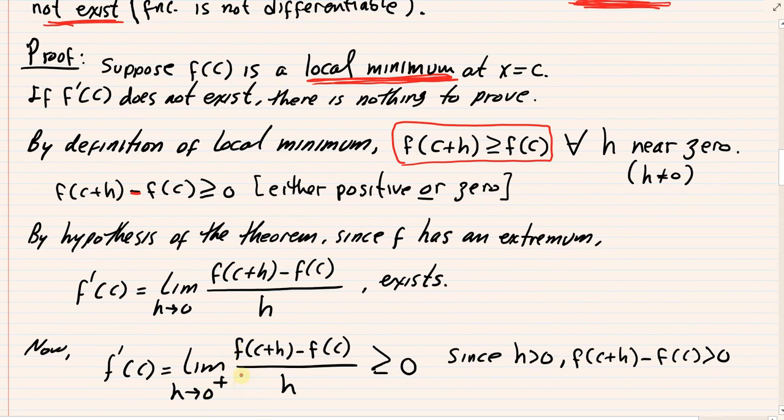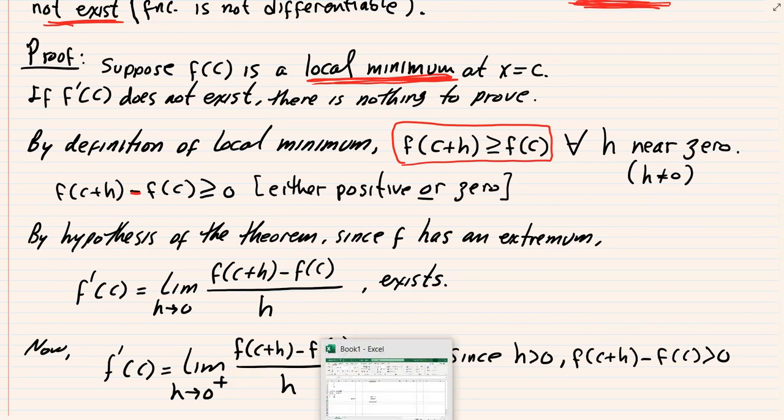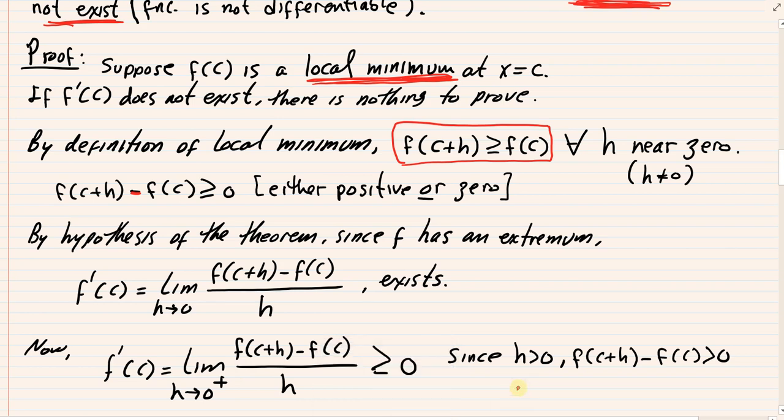Coming from the right, h goes to 0 from the right. So f at c plus h minus f at c over h has got to be positive or 0, worst case. It is positive because we're coming to h from the right, so h must be greater than 0. So h is positive and the numerator is positive, because it's a local minimum. So if the numerator is positive and the denominator is positive, then this must be positive or 0. The lowest value can be 0.